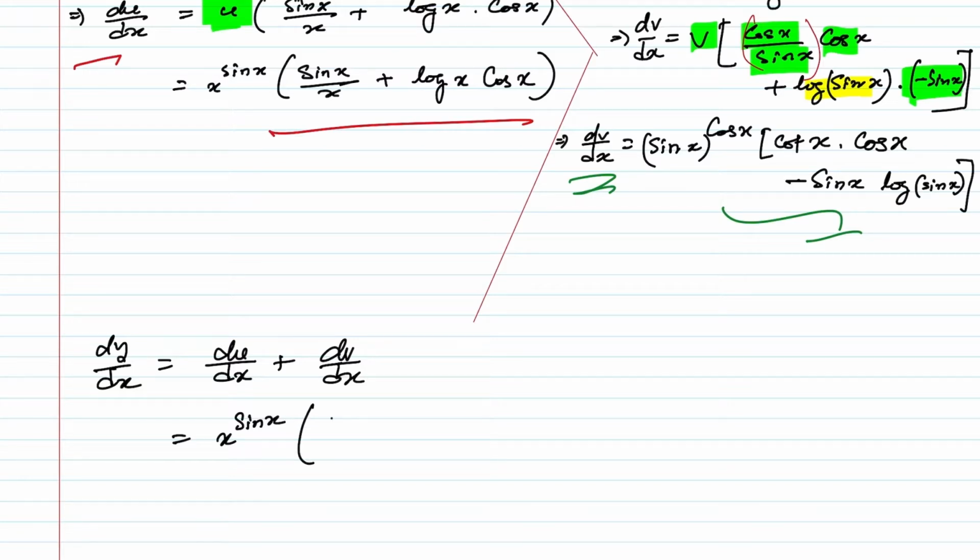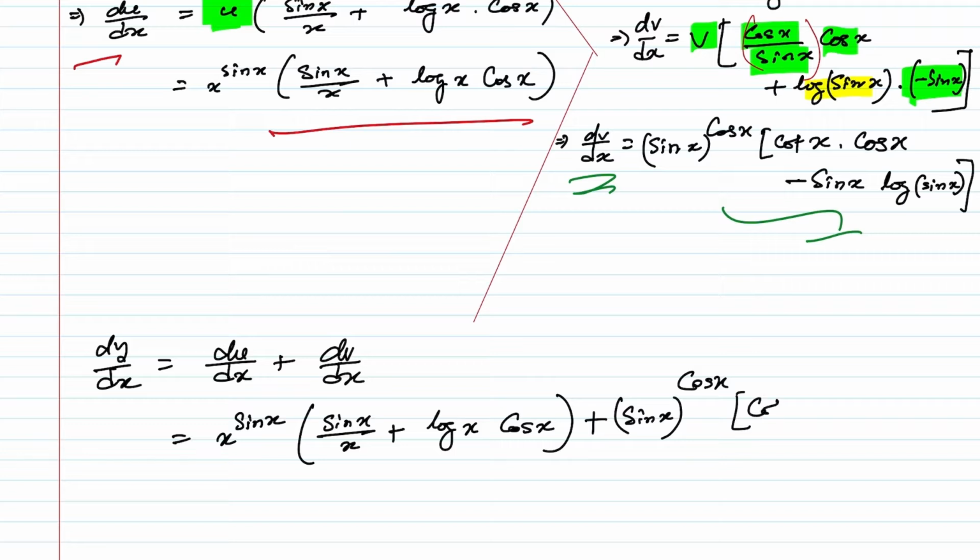x by x plus log of x into cos x, plus (sin x) whole to the power cos x into cot x into cos x minus sin x into log of sin x. So this is our result. So this is the result of question number 9.